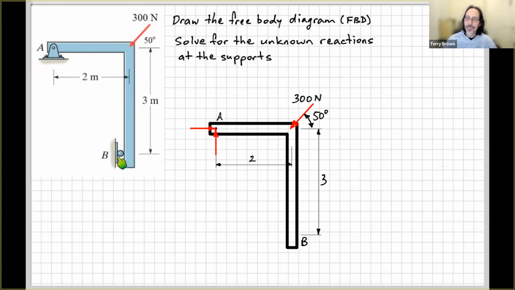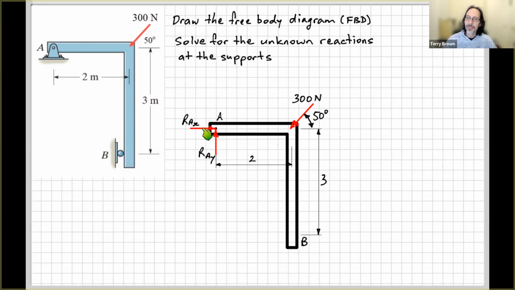So the next thing to look at is the connection down here at B. Here we have a roller support. This means that at this connection, this body would be free to move up and down. So there would be no vertical reaction there at B, but it's constrained from moving in the horizontal direction. So we'll have a horizontal reaction force there. And it's also free to rotate about this point, so no moment reaction.